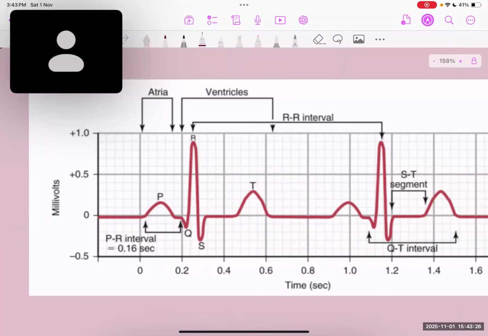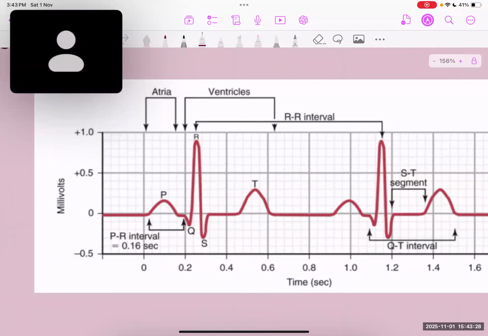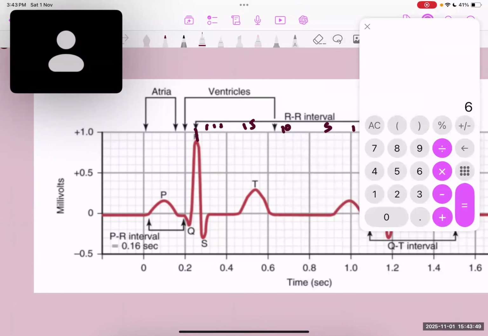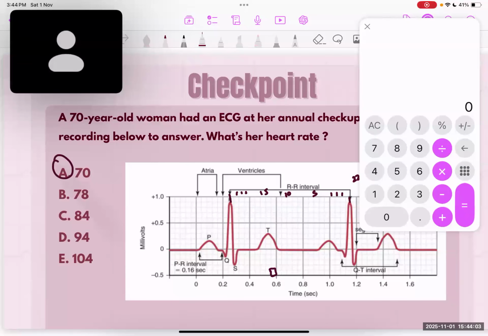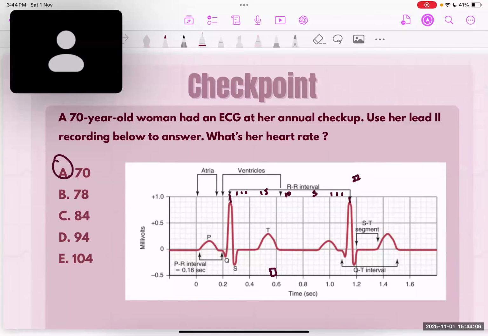Okay. Let's count them together so that we can calculate. So you have 5 boxes here, you have 10, so 5 plus 5, 10, then you get 15. And then you can add 16, 17, 18, 19, 20, 21. And it's kind of half of this one and half of this one, so we can go with 22. So we get our calculator, we go 60 divided by 22 times 0.04, since we said each small box is 0.04. So you're getting 68, which rounds up to 70. So everyone who calculated 70 is right.